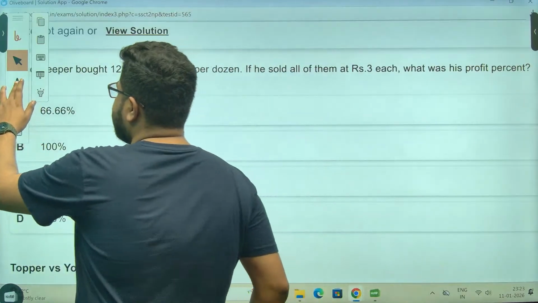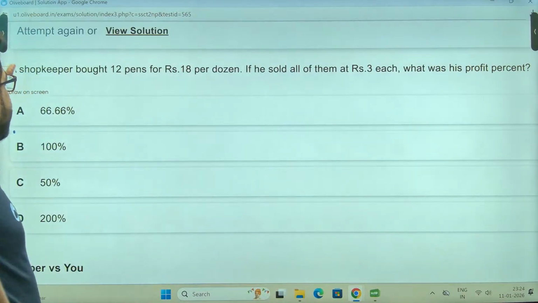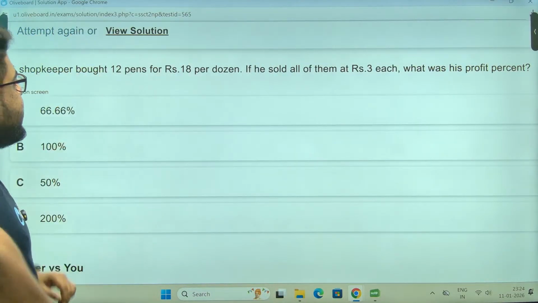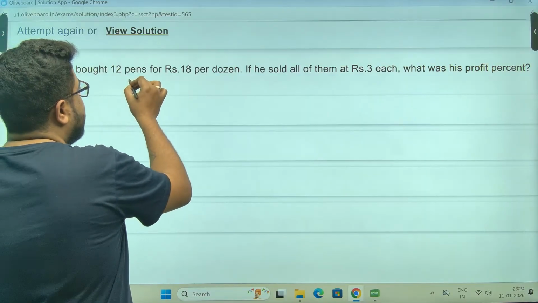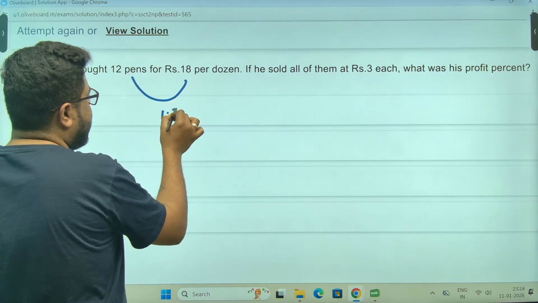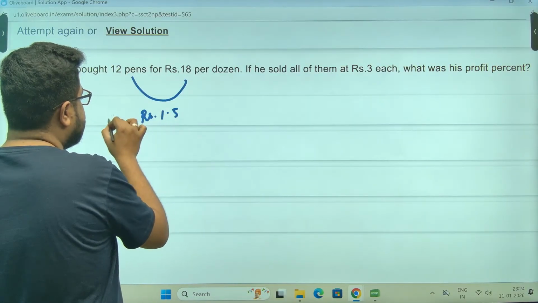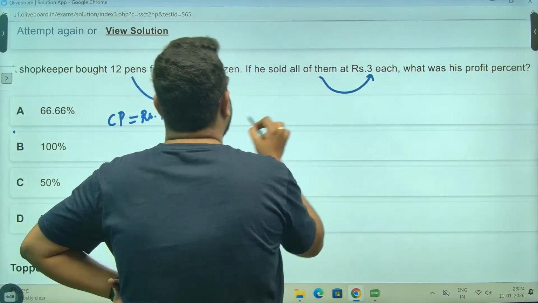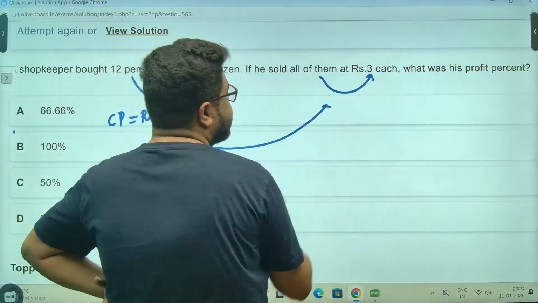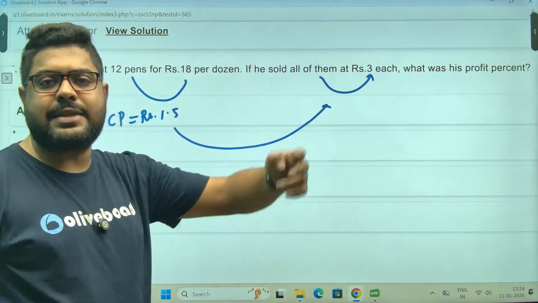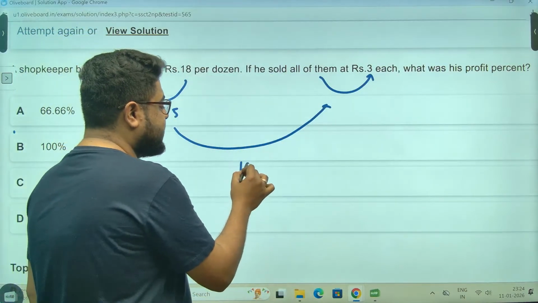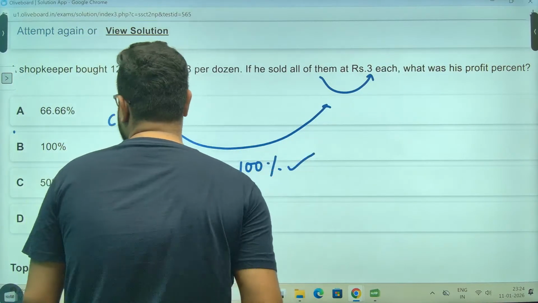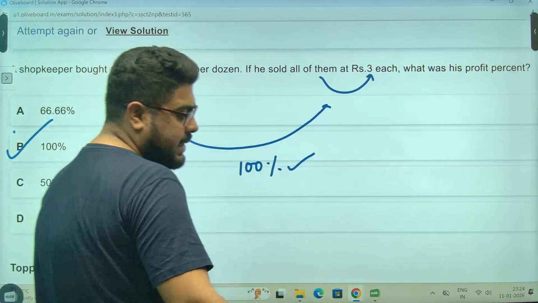Sir, the next one, what did it say? A shopkeeper bought 12 pens at 18 rupees per dozen. Okay, meaning 1.5 rupees. This is the CP per pen, and sold for 3 rupees each. So the SP is double. Profit percentage? Sir, if the SP is double, that means 100% profit. Option B again is the answer.